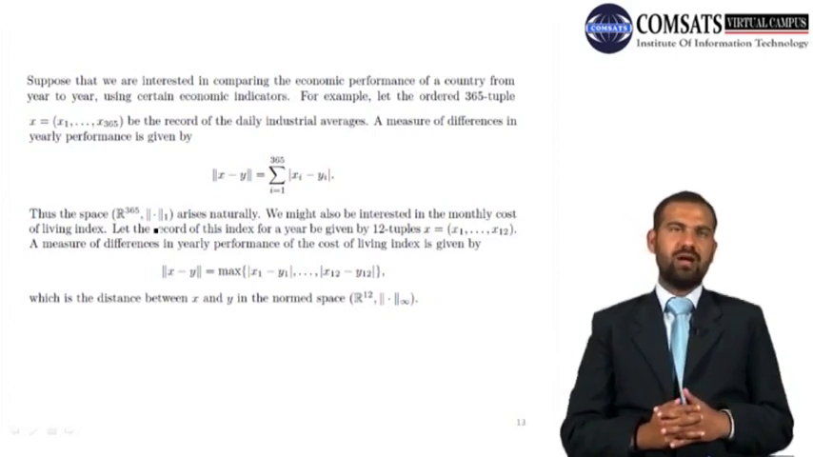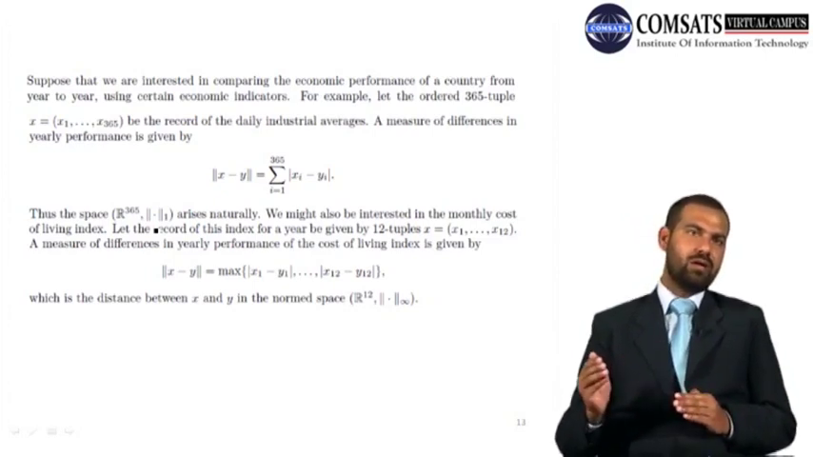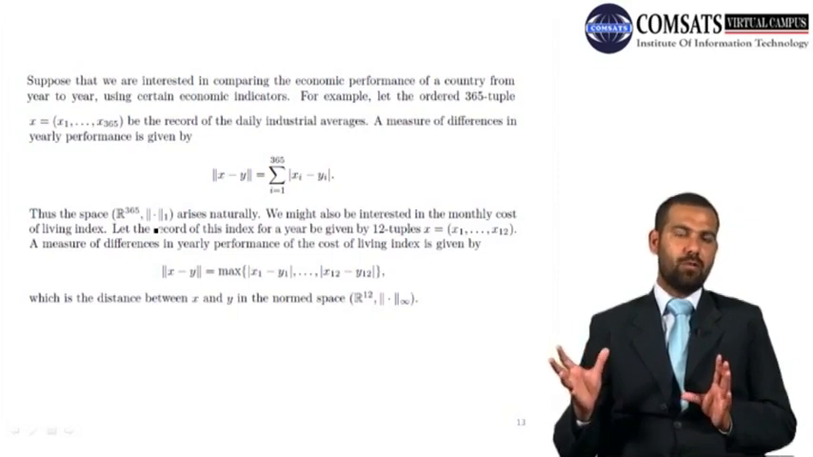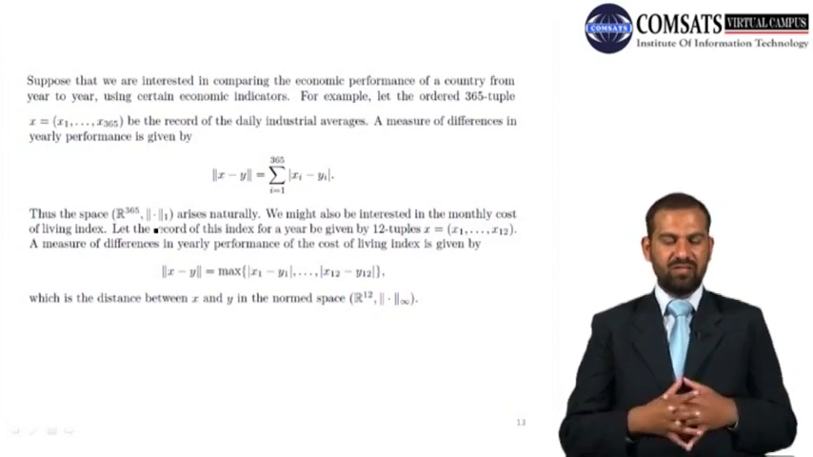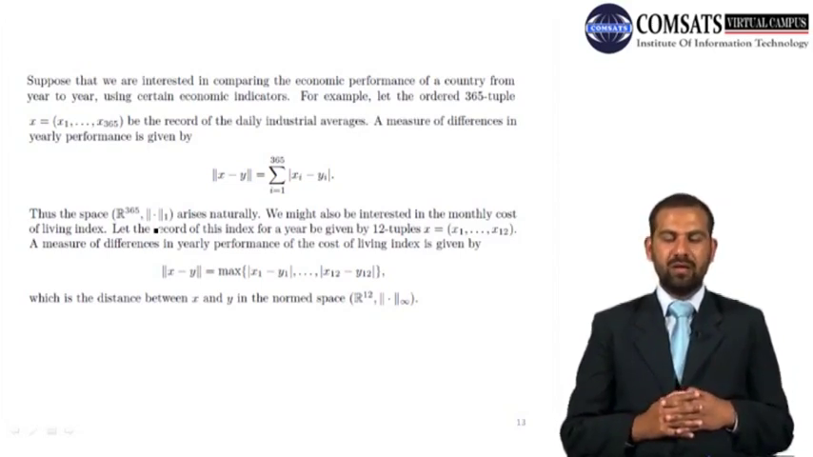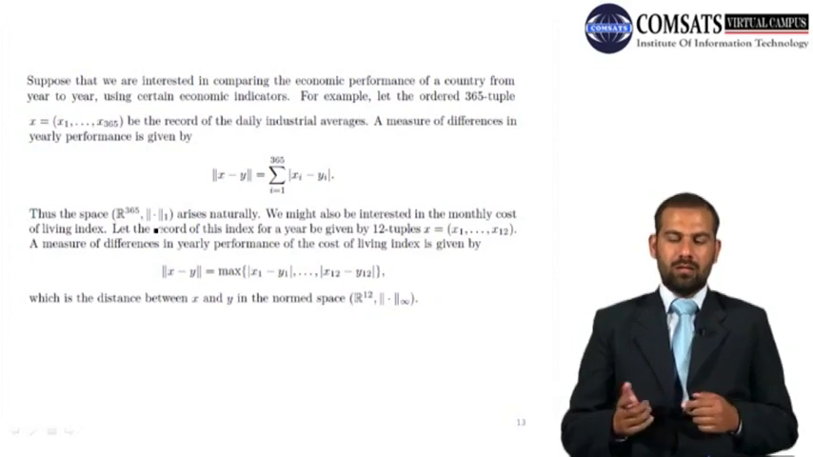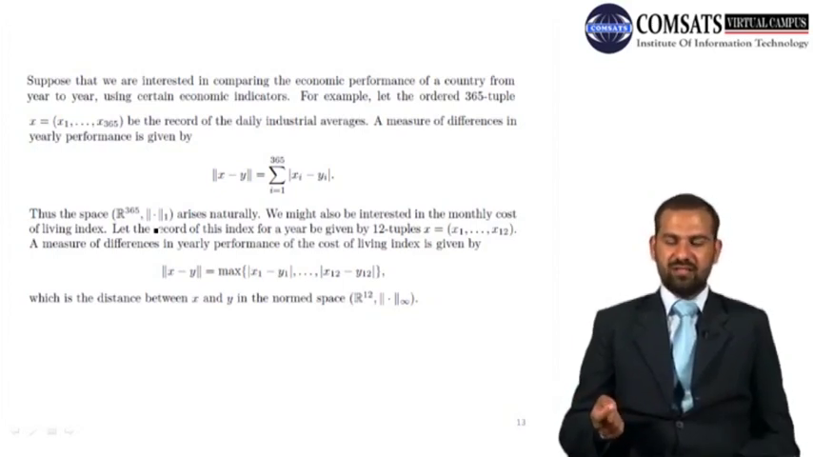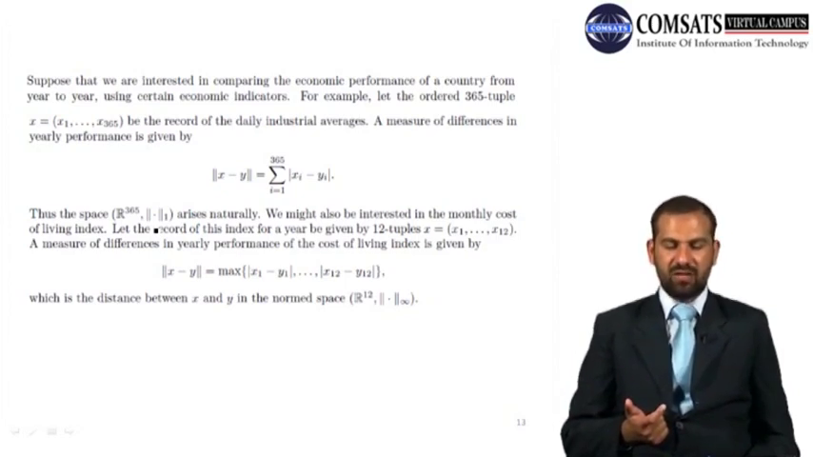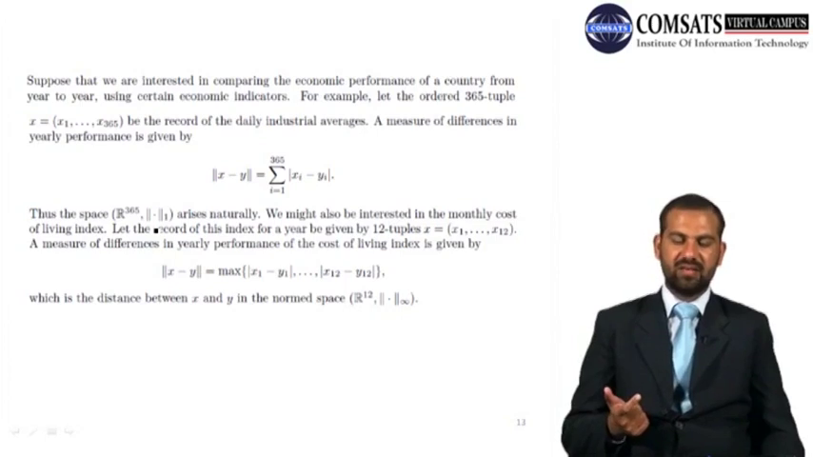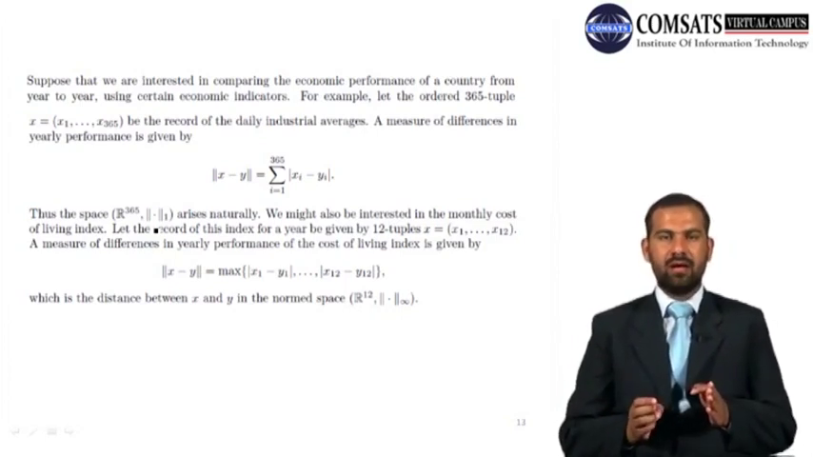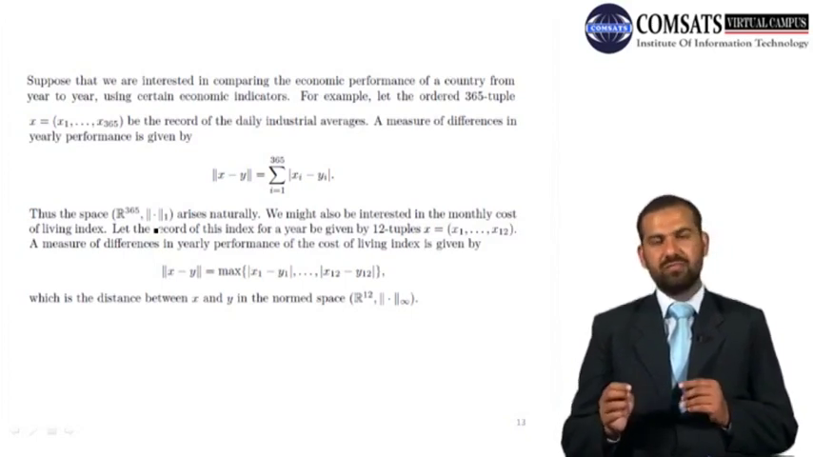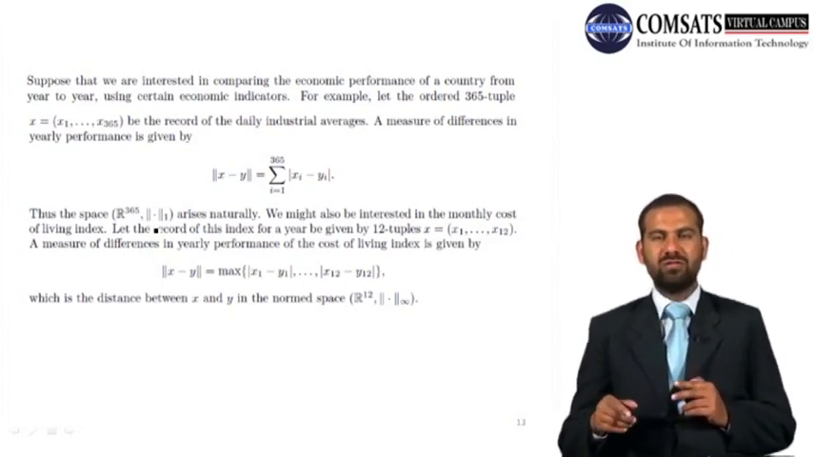We also sometimes discuss the year by employing monthly incomes and monthly weightages. For instance, we record the index for a year as a 12-tuple, so x is a 12-tuple element. A measure of differences in yearly performance of the cost of living index is given by the norm of x minus y, which is the max of |xi minus yi|, where i is from 1 to 12.